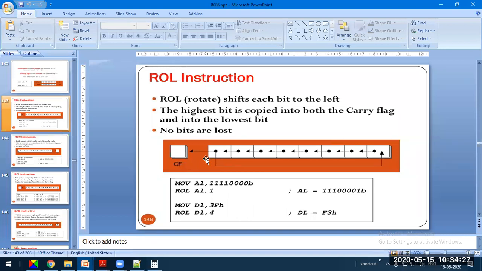What is the purpose of storing it to the carry flag? If the MSB is loaded to the carry flag, we can identify the sign of a number. So in signed arithmetic, this operation is very useful. We have one example: AL is F0H. If you rotate by 1 bit position, the MSB goes to the carry flag and is also copied into the LSB. So the data becomes E1H, since 1110 is E and 0001 is 1. This is the rotate left operation.